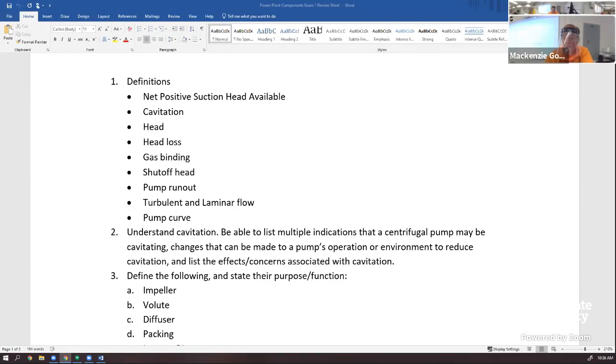the quantity used to determine if the pressure of the liquid being pumped is adequate to avoid cavitation is net positive suction head. The net positive suction head available is the difference between the pressure at the suction of the pump and the saturation pressure of the liquid being pumped. And net positive suction head required is the minimum net positive suction head necessary to avoid cavitation.